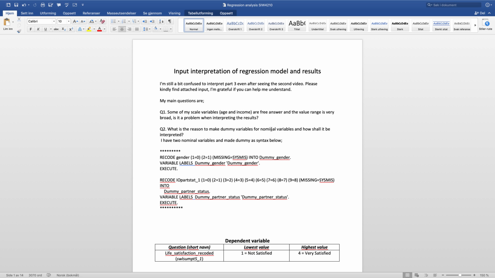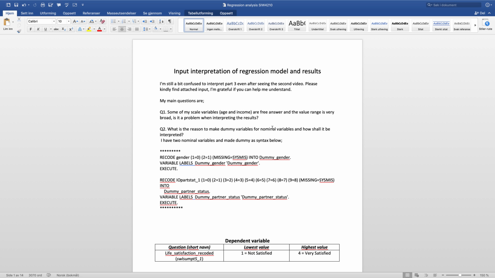You can only say that a man and a woman are different. You can give people different values, but you cannot say that a man is more a woman than a woman, and a man is more a man than a woman. It doesn't make sense. So this is the problem with nominal variables.